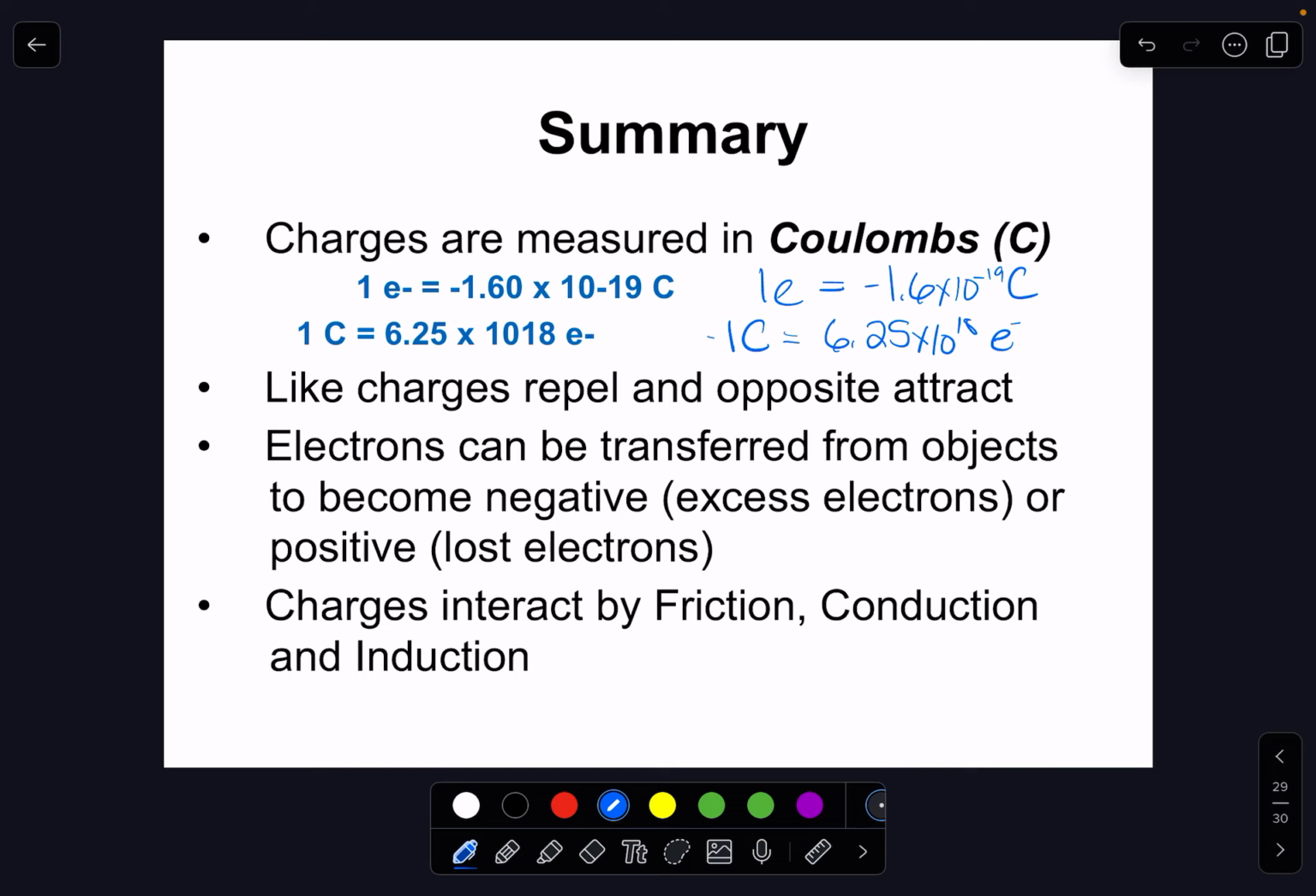Okay, we also know that like charges repel and opposite charges attract. Electrons are the ones that are transferred. When we have an excess of electrons, we're negative. If we lost electrons, then we're positive. And we looked at the 3 ways objects can be charged: by friction, conduction, and induction.